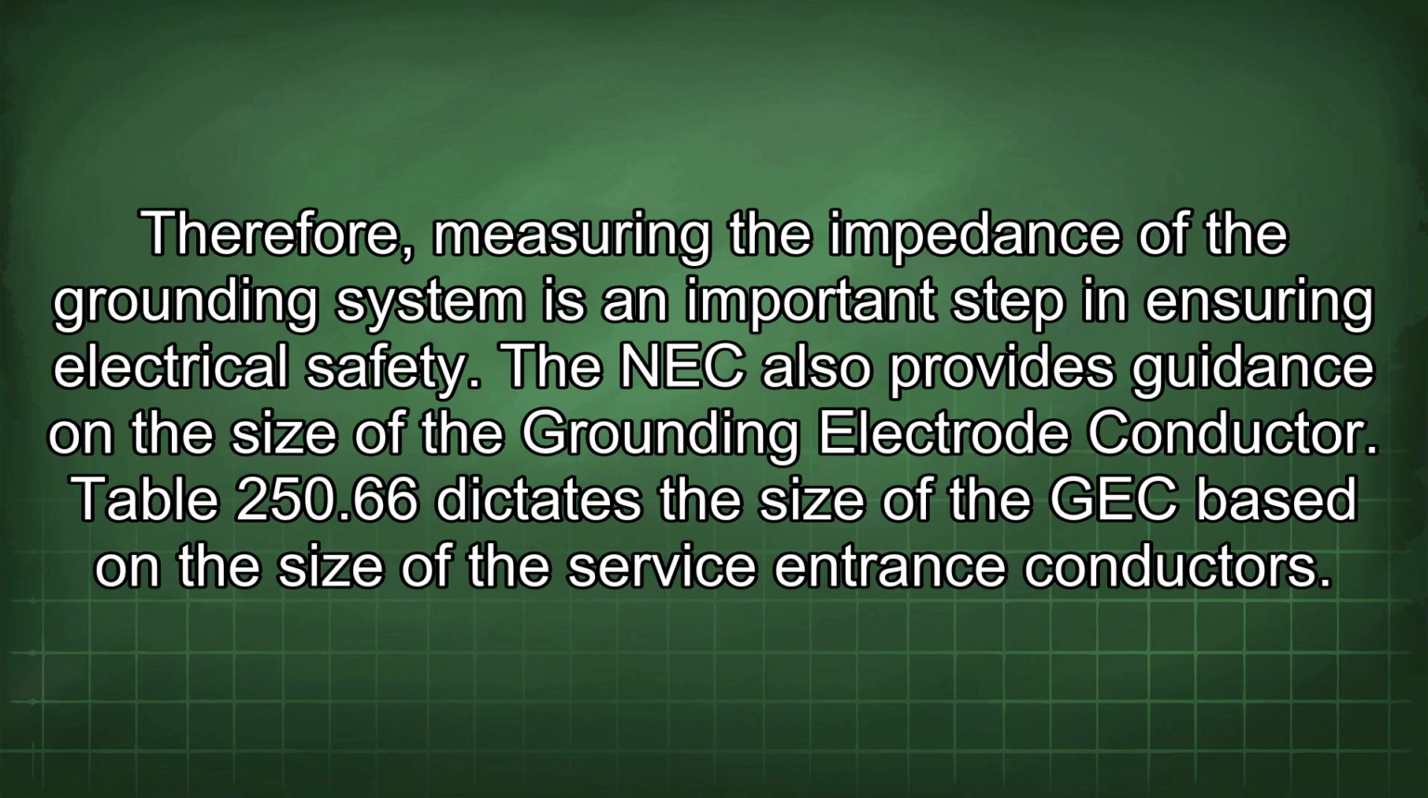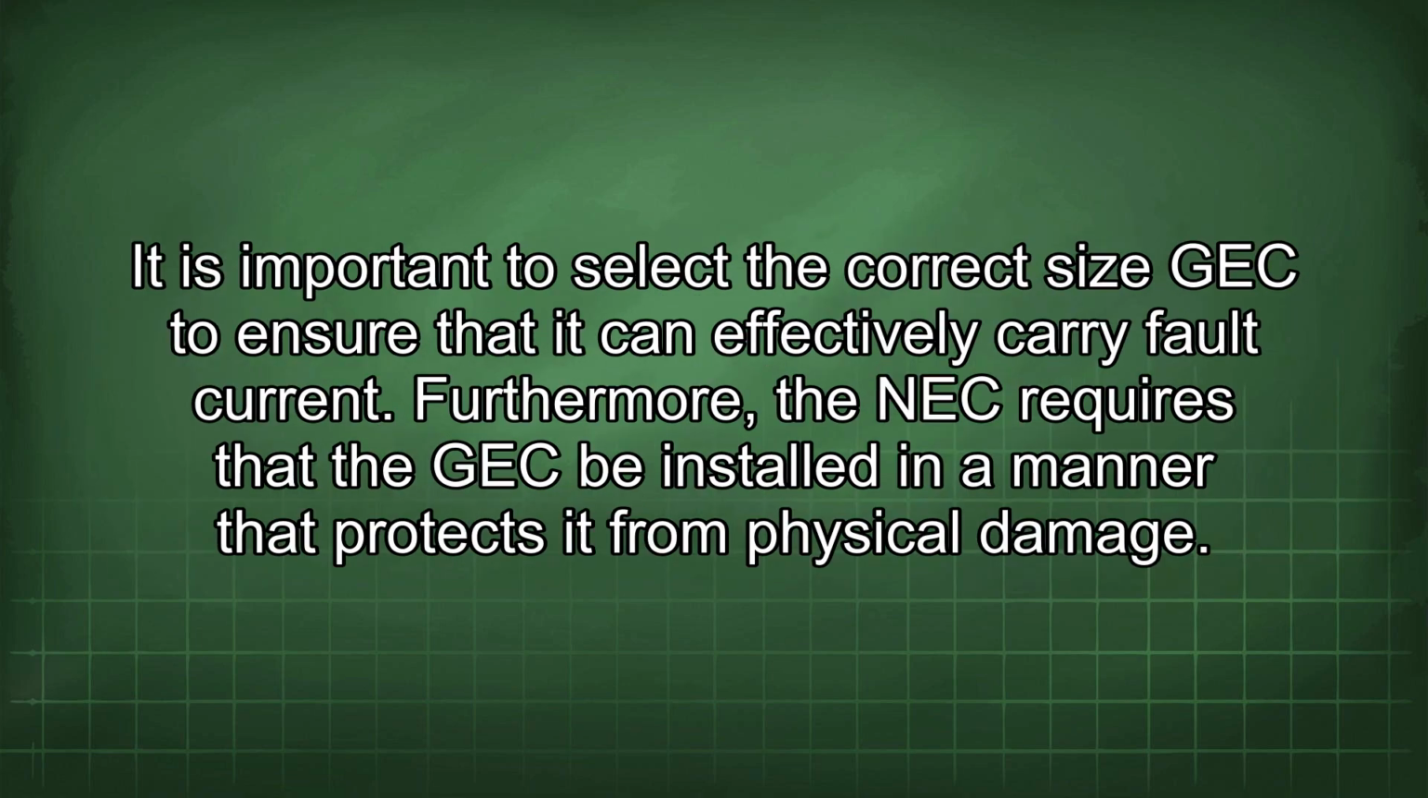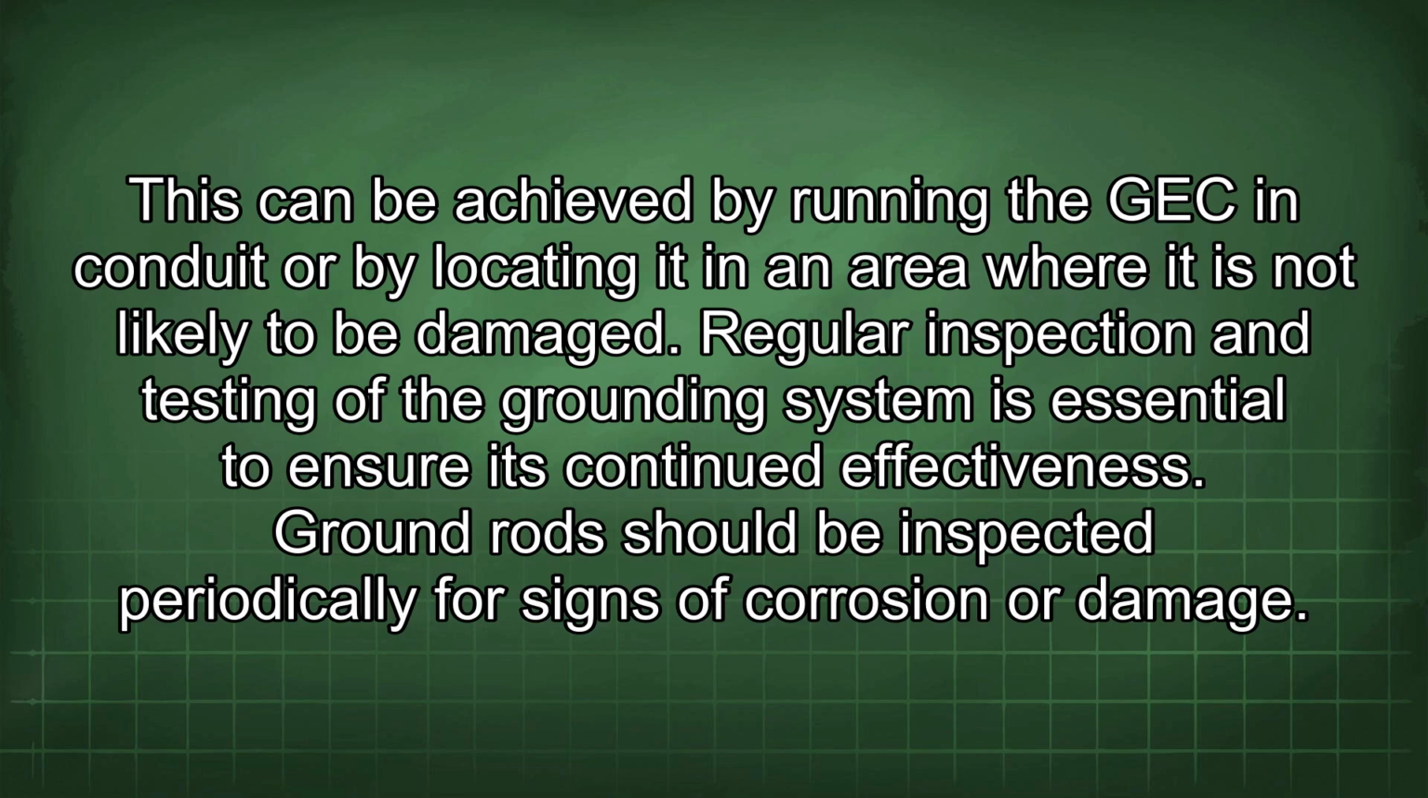The NEC also provides guidance on the size of the grounding electrode conductor. Table 250.66 dictates the size of the GEC based on the size of the service entrance conductors. It is important to select the correct size GEC to ensure that it can effectively carry fault current. Furthermore, the NEC requires that the GEC be installed in a manner that protects it from physical damage. This can be achieved by running the GEC in conduit or by locating it in an area where it is not likely to be damaged.